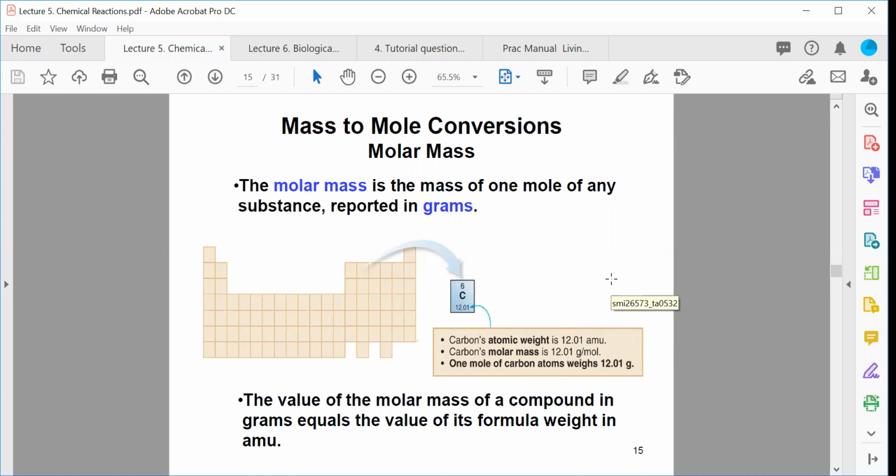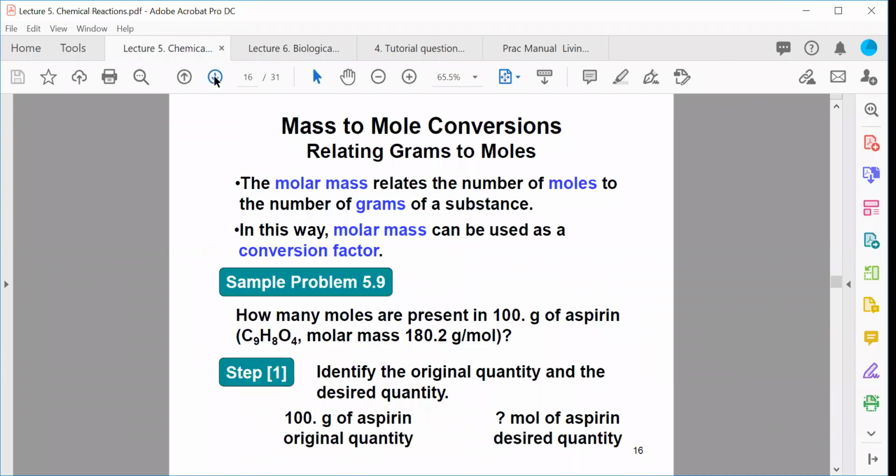All right, so keep that in mind when you're asked to calculate the atomic weight or the formula weight, if it's an actual compound itself, and the molar mass. The numbers will be exactly the same, but the units are different. Okay. All right, so hopefully that's straightforward for everyone.